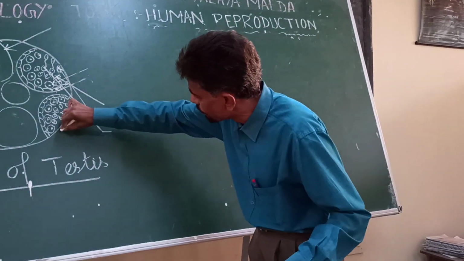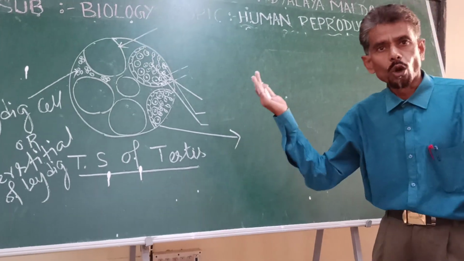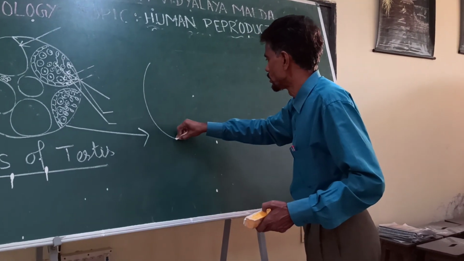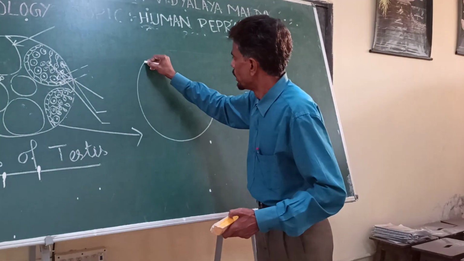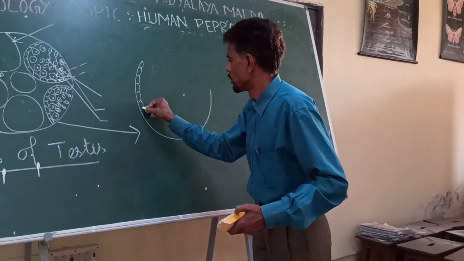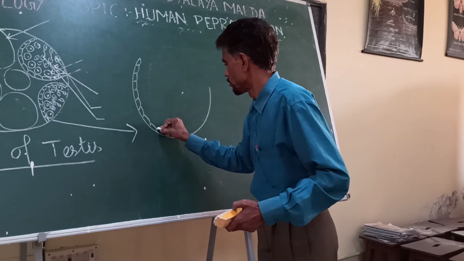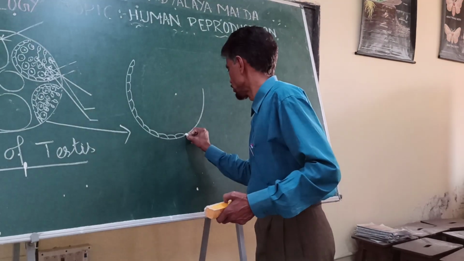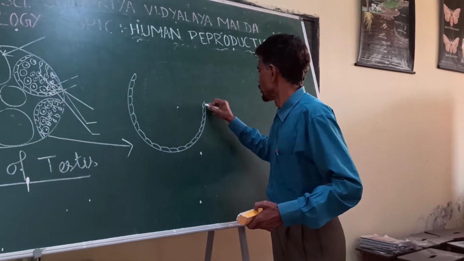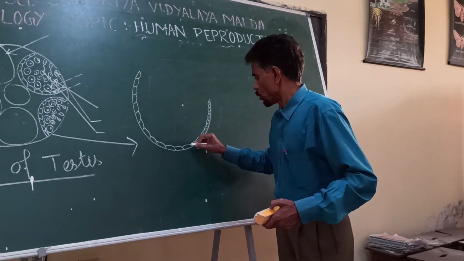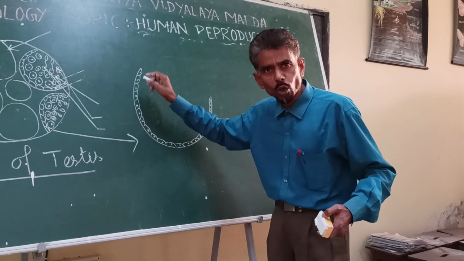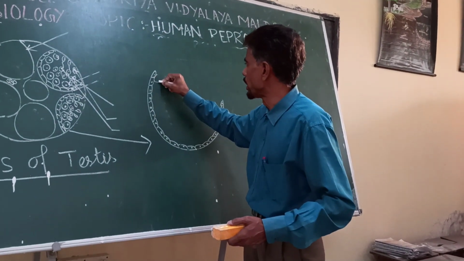If I take an enlarged view of a cross section through one seminiferous tubule, if it is looking like this, the basement cells lie inner to the lining of the seminiferous tubule, and on them lies the spermatogonial stem cell.